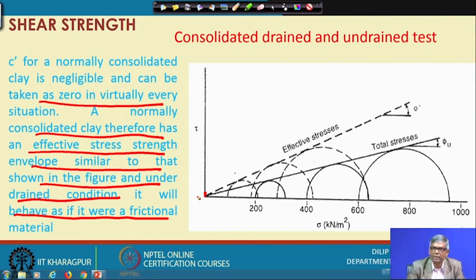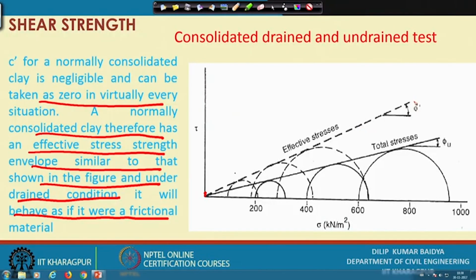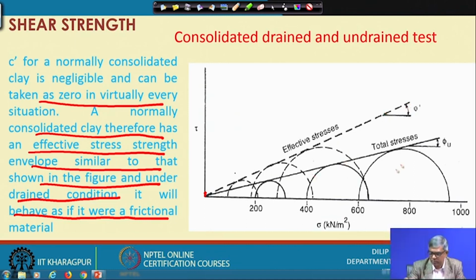And as I have mentioned, the consolidated drained test is the best one, but it takes time. But we can do a consolidated undrained test, and based on measurement of pore pressure along with the shearing, applying the deviator stress and subtracting those, we can find out the effective strength parameters. So initially we draw the total stress circle and then the effective stress circle, and then we get the envelope for the drained condition also.